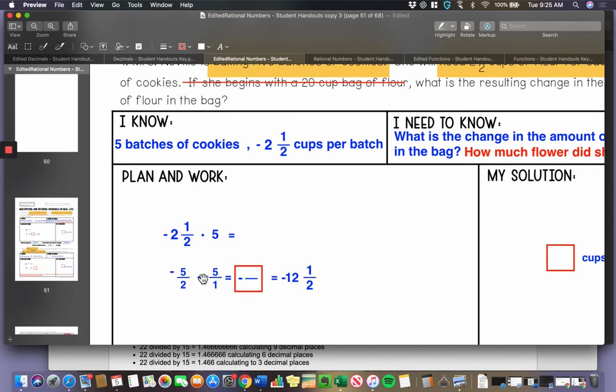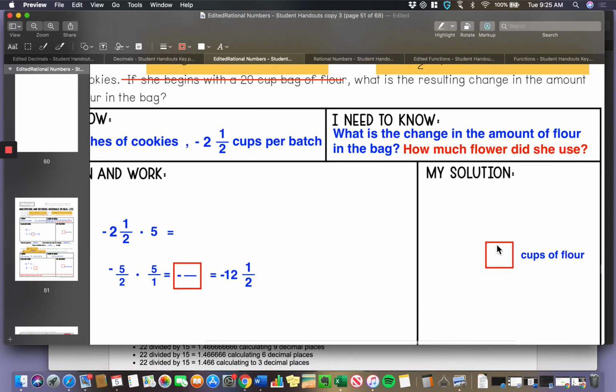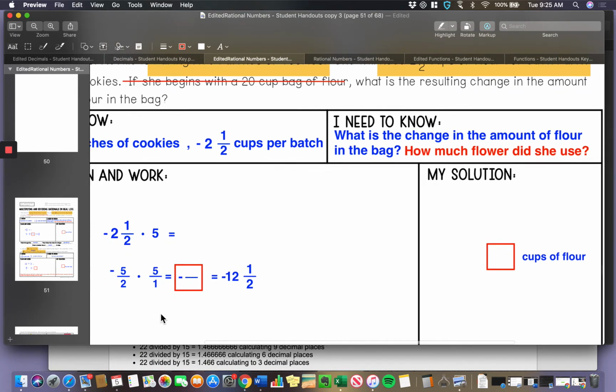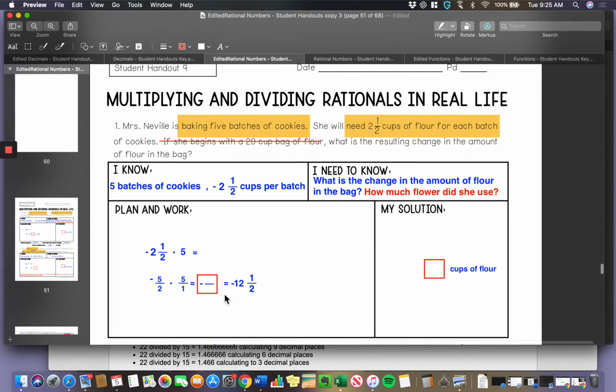So remember that you're going to multiply straight across. So negative 5 times 5 equals, that'll be your numerator. 2 times 1 will be your denominator. Now, I converted this improper fraction for you to a mixed number, so technically you could put negative 12 and 1/2 as your solution over here. But what I really want to see is that you can multiply these fractions together. And remember your rules, a negative times a positive is a negative, so that's probably the most important thing.